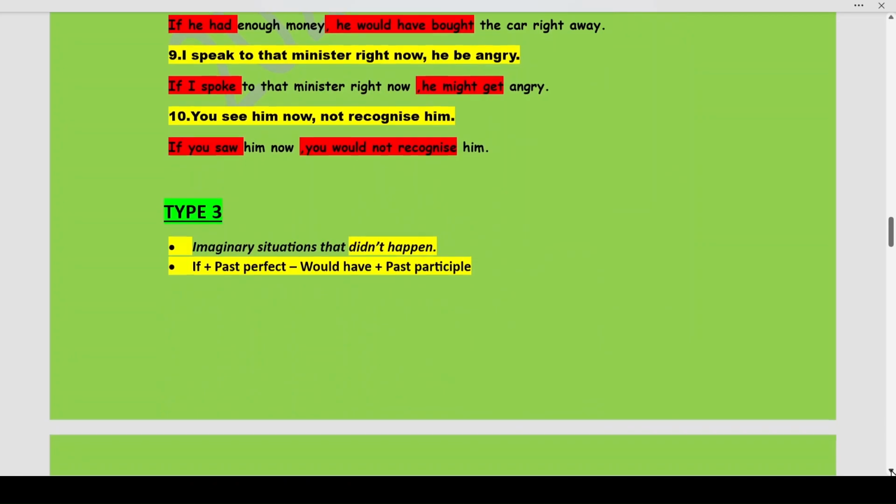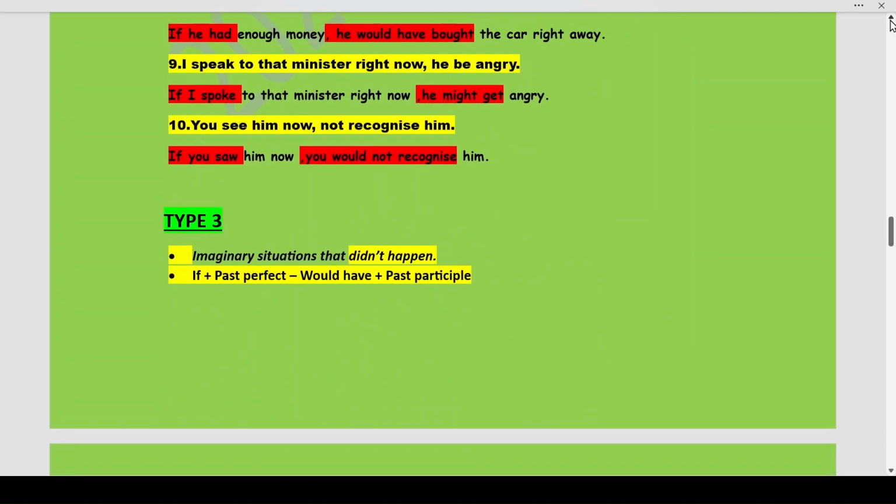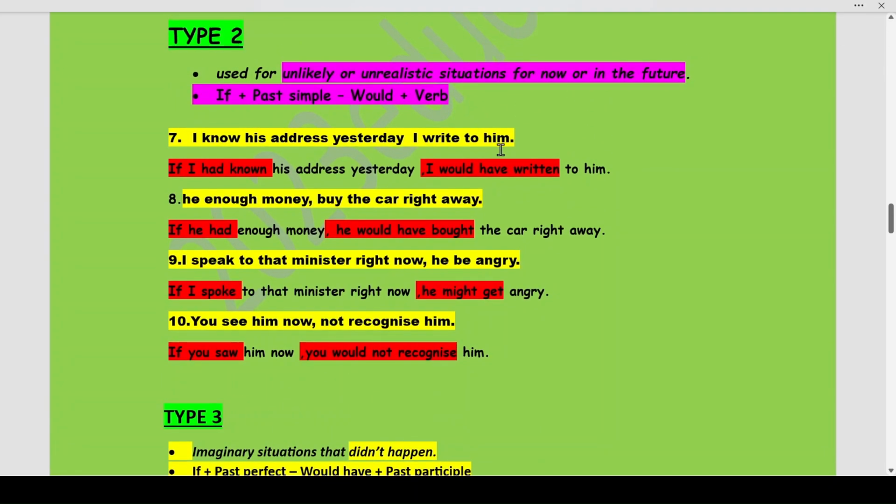Now, this particular 7th question and your type 3, the 11th question, okay, they are the same. I will tell you which is more correct. Now, this particular 7th question will not be in type 2, it will be in type 3. When I come to type 3, I will tell you why. He enough money buy the car right away. If he had enough money, he would have bought the car right away.